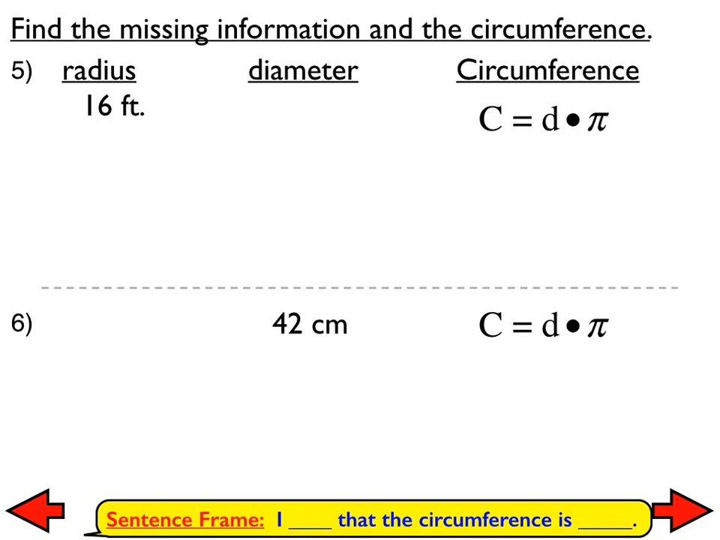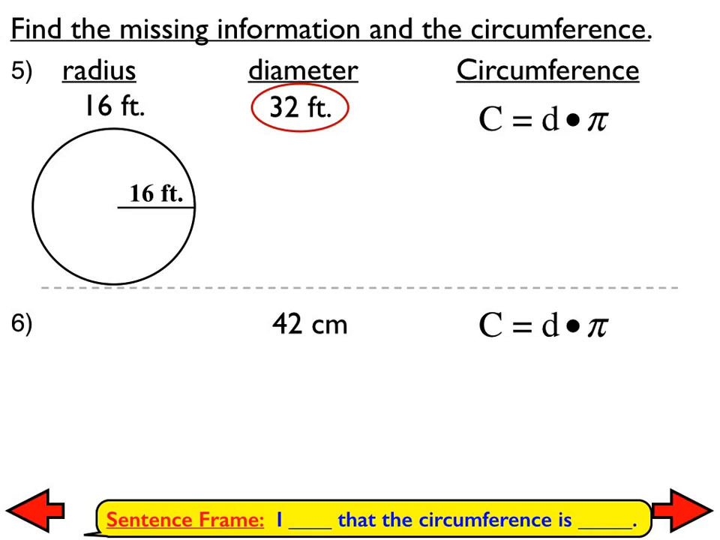To find the circumference with the formula that we're using, we need the diameter. We don't know the diameter yet. The radius is 16 feet. That's halfway across. All the way across is the diameter. That's 32 feet. So now we can easily find that the circumference is 32 pi feet.